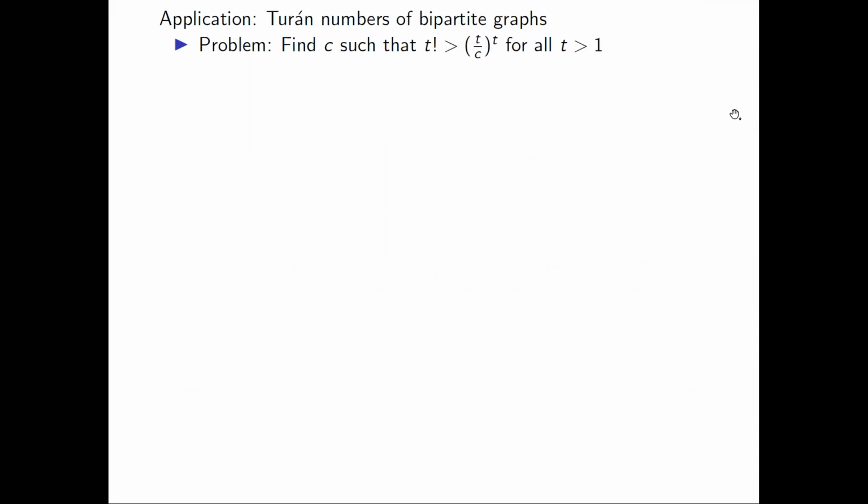And the problem is to find C, and C must be greater than 0, such that t factorial is greater than t over C to the t for all t greater than 1. So C, I just want to emphasize, is a constant. So find a constant C such that t factorial is greater than t over C to the t, and C must be positive too. So let me write that word as well.